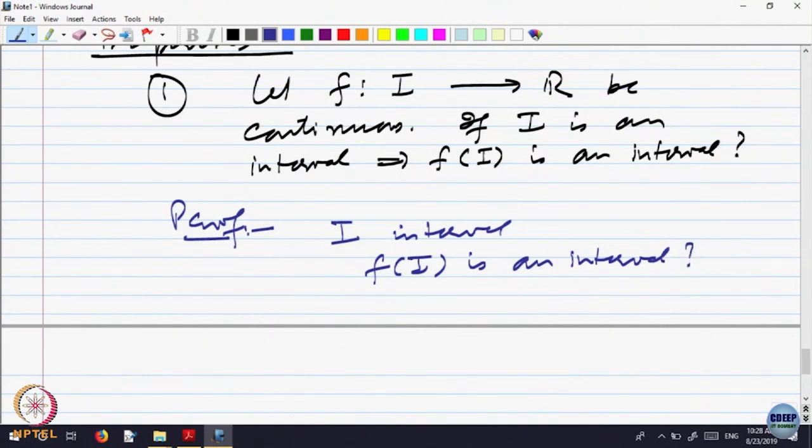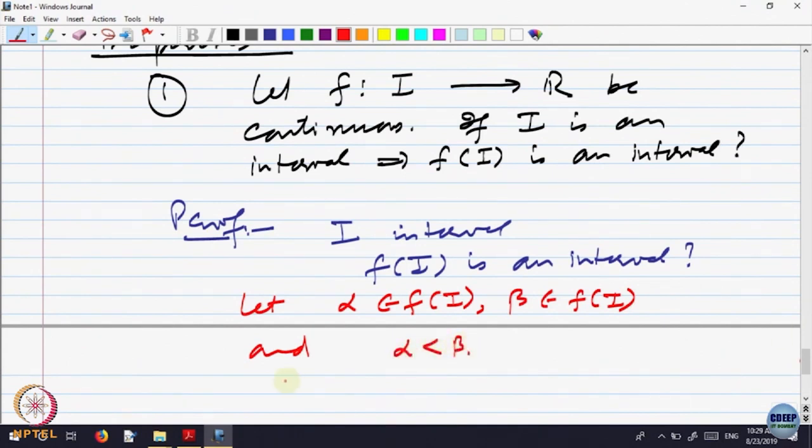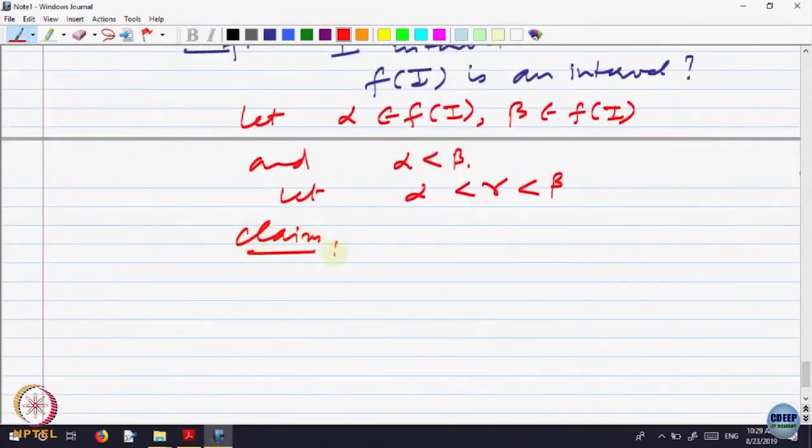How do I prove f of I is an interval? The only way we know is to take two points in that set, and take a point in between, which should also be in that set. So let us take alpha belonging to f of I, beta belonging to f of I, and alpha less than beta. Let alpha be less than gamma less than beta. Take a point in between, right? We have taken two points in f of I, and we are looking at a point in between. The claim we want to analyze is that gamma belongs to f of I, right?